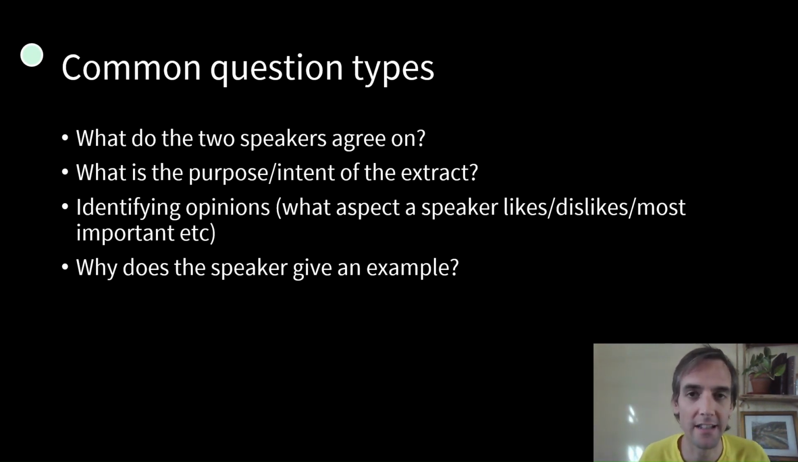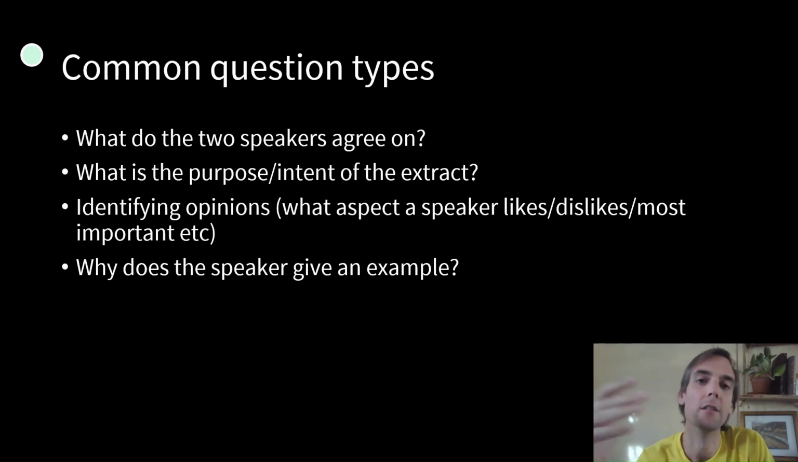If you do lots of these exams, you will start to notice some patterns. And when you start to notice patterns, it should get a bit easier. Question types like, what do they agree on? The 2 speakers agree that, what do they agree about? So when you start thinking about this question, you can start thinking about how to answer it.